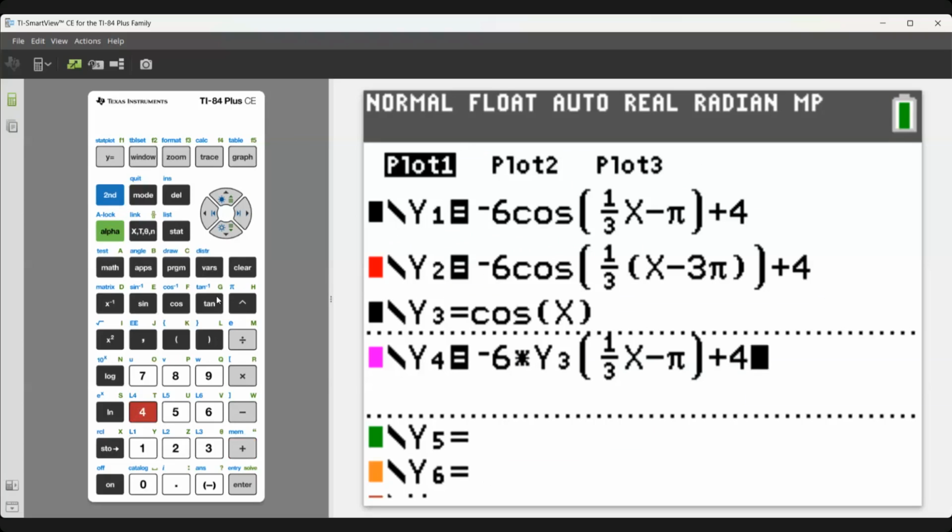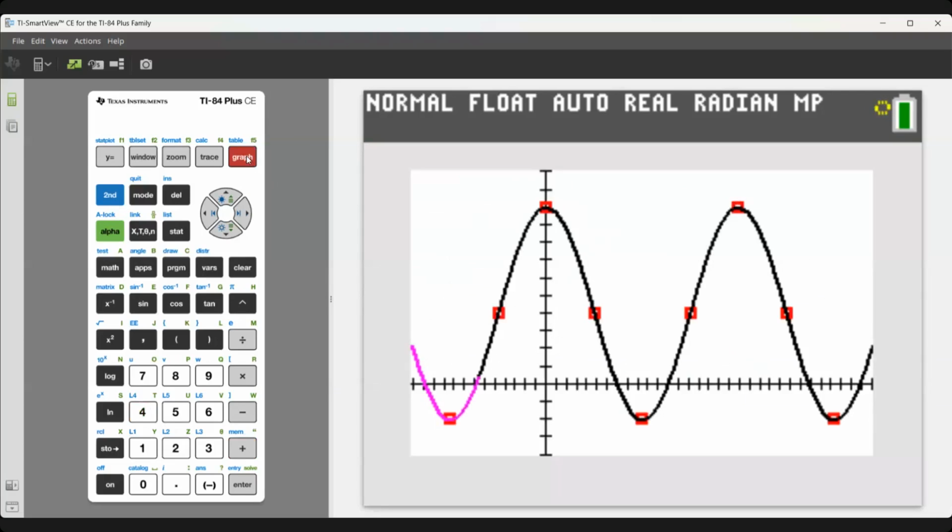And this graph should also be just another equivalent form, but just using the function composition idea. And let's see how that looks. And there it is. So this really allows us to look at those equivalence relationships.